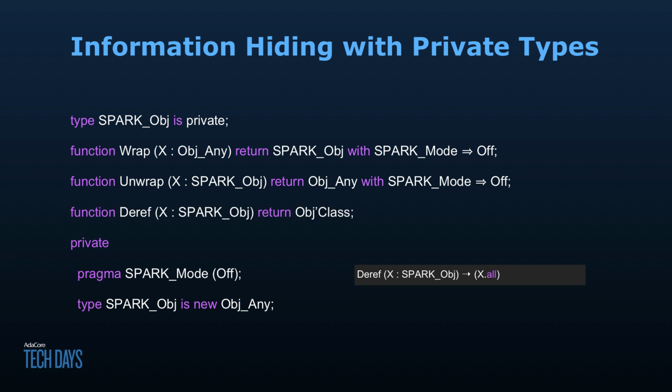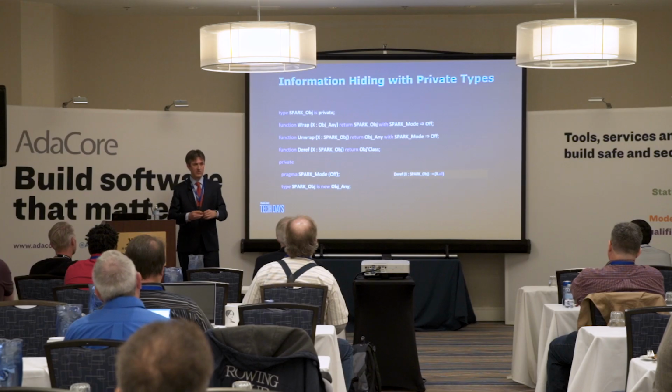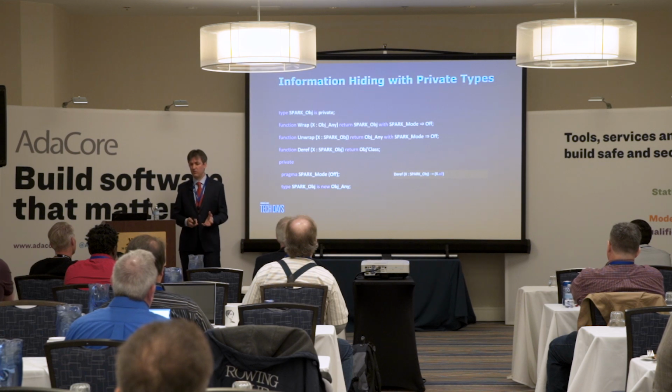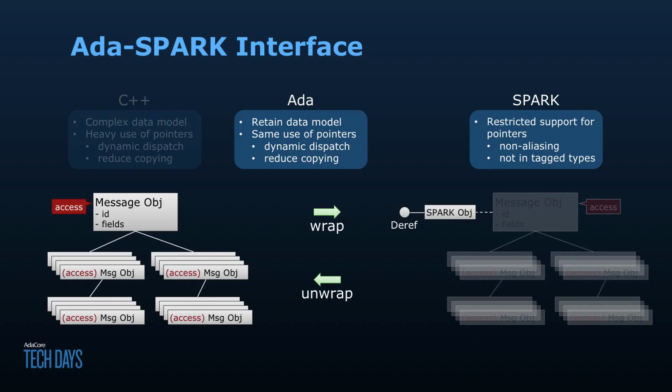For Spark to use this, we provide a dereference function, and then we implement this dereference function in the private part by simply saying that it's x.all. So this takes the value out of the pointer and returns it to us. And we've managed to do this all in a way that is very lightweight and very inexpensive. And it's also lazy. We can introduce these things only as we need them.